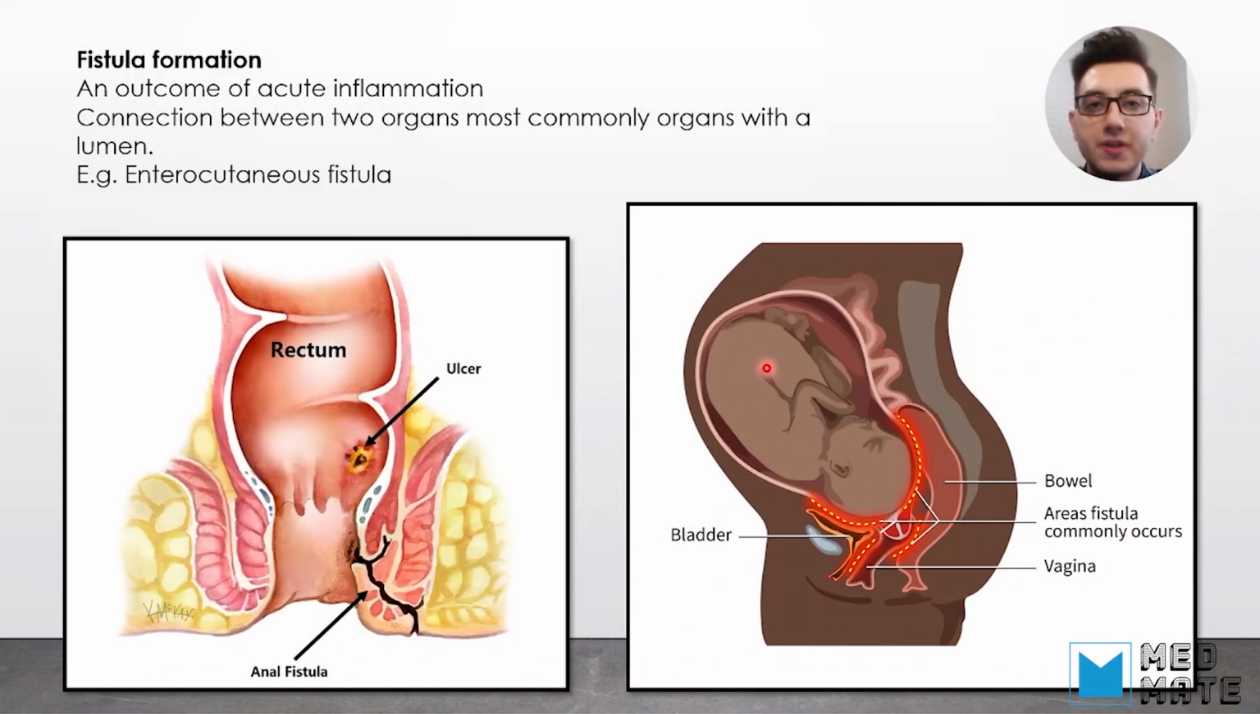Another way of representation of acute inflammation is fistula formation. What is a fistula? A fistula is a connection between two organs, and that happens mostly in organs that have a lumen. An example of that can be a perianal fistula. You can see that here. It happens in patients that are mostly obese or sit a lot. That's when a tract forms a lumen and connects the rectum to the cutaneous part of the skin. That leads to formation of pus and inflammation.